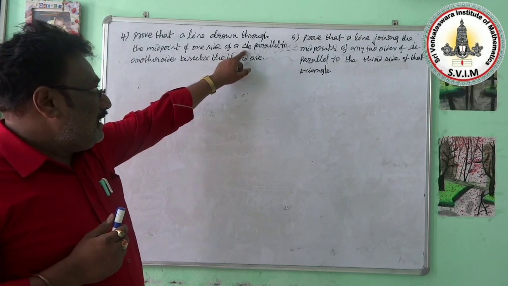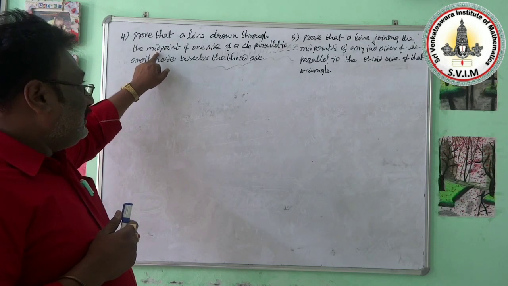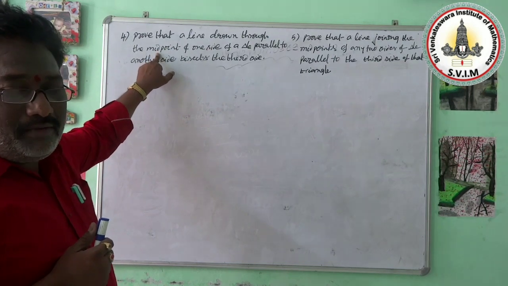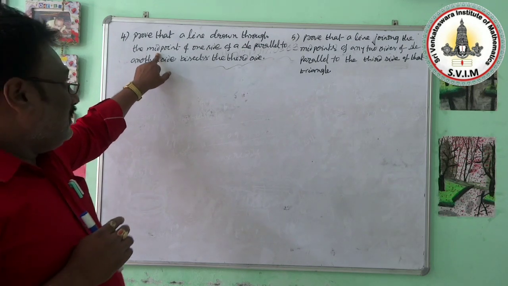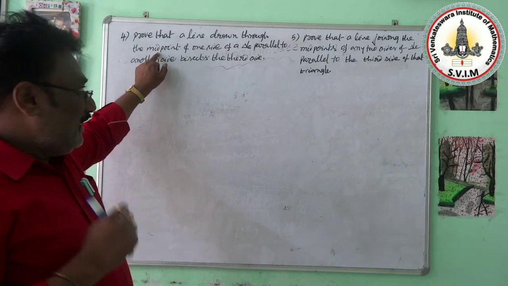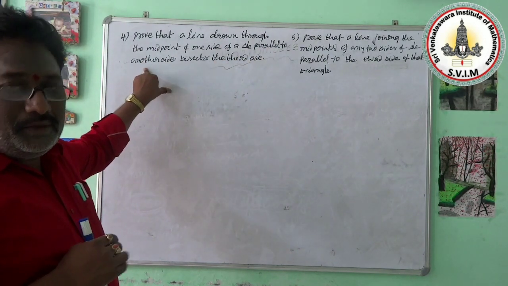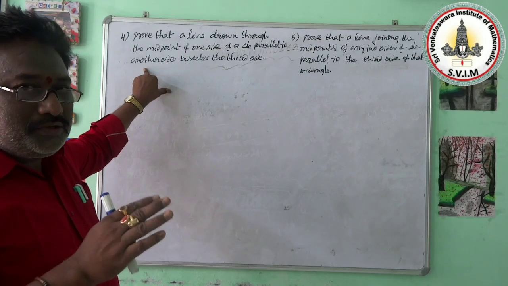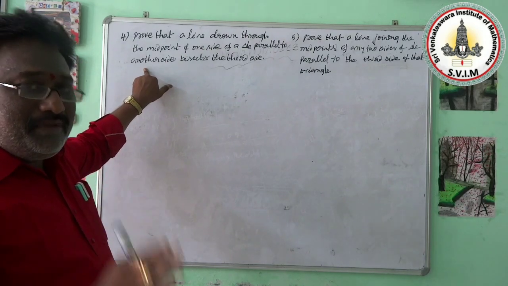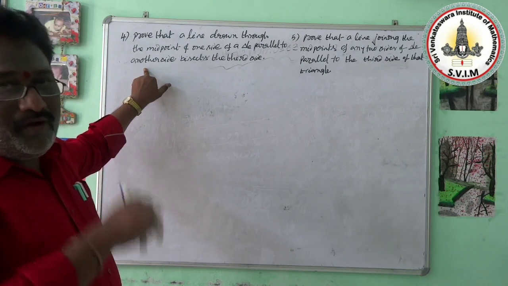So in a triangle, one line is there. That line we are taking from the midpoint of one side of that triangle. The line which you are taking in that way is parallel to another side. So the line which you are taking from the midpoint of one side is parallel to one more side. This is given in the problem. The next part we need to prove ourselves.